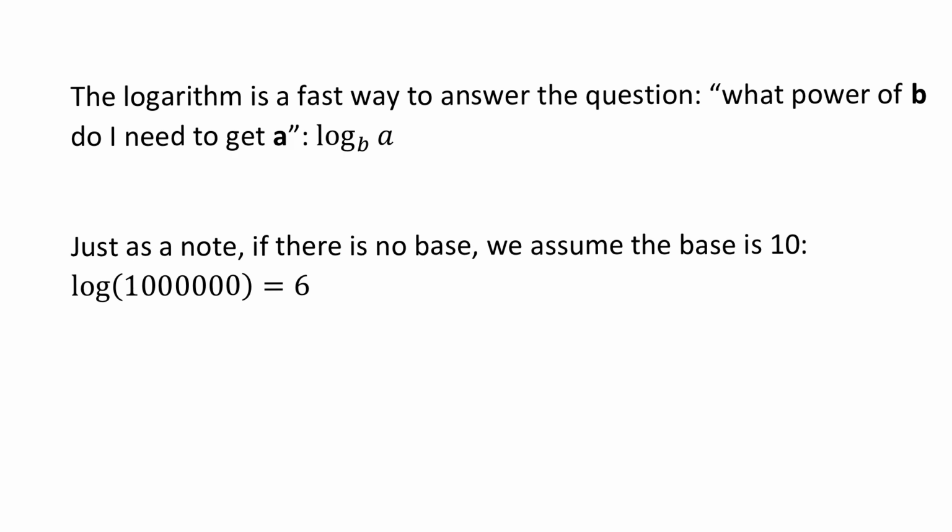1,000,000. So log of a million. Hit equals, and you should get 6. What this means is that there's an invisible base 10, invisible, that we don't write because sometimes mathematicians are just trying to save time. And it means 10 to the power of 6 is equal to 1 million. So what power of 10 do I need to get a million? The power I need is 6.